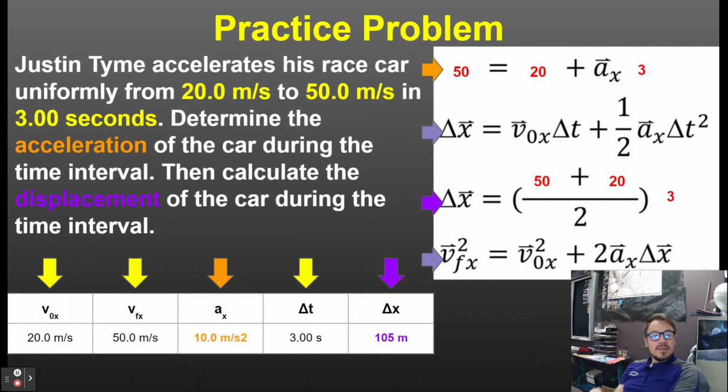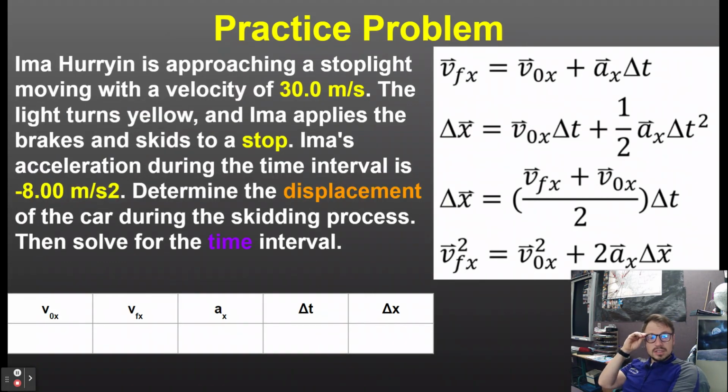It's 105 meters. Now, we would get the same answer if we used the second or fourth equation, but here's the catch. If I calculated the acceleration incorrectly on that first one, then I would calculate delta x incorrectly, right? But that third one doesn't have the acceleration, so we would be fine to solve it even if we got the acceleration incorrect. So now let's look at another one.